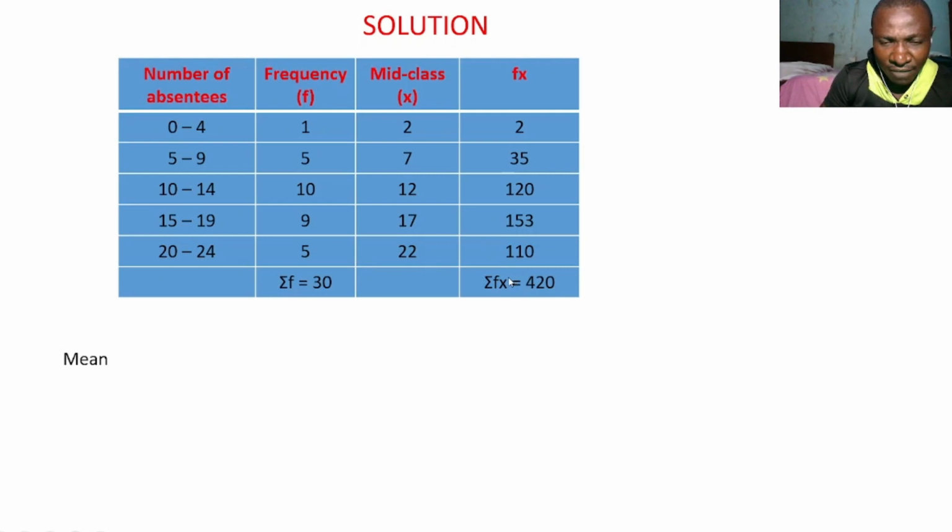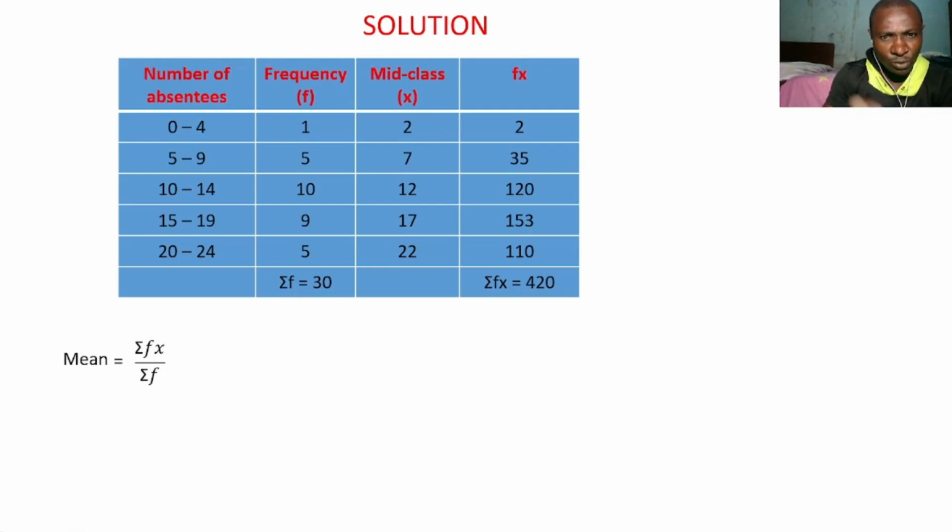Now, summation fx means addition of all the values of f times x. If you add all the values 2, 35, 120, 153 and 110, we end up having 420. If we add all the frequencies together, which connotes summation f, we end up having 30. Now, in the first question, remember we're asked to determine the mean. To find the mean, the formula is summation fx all over summation f.